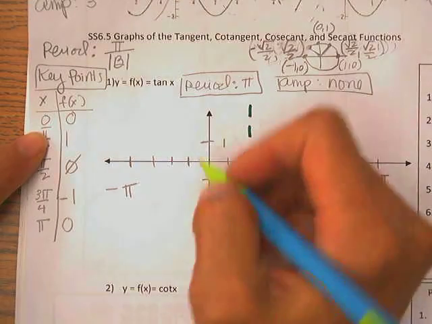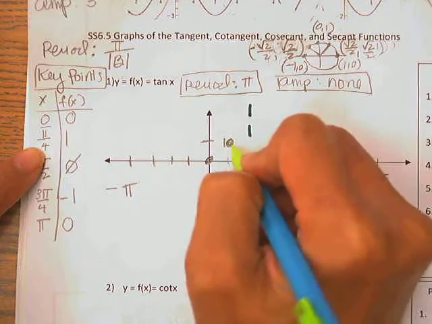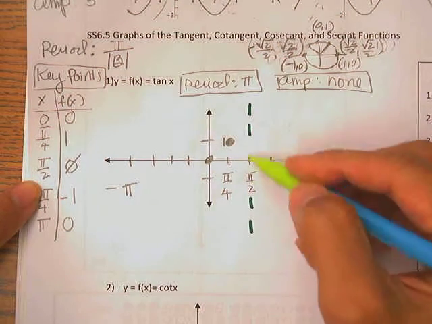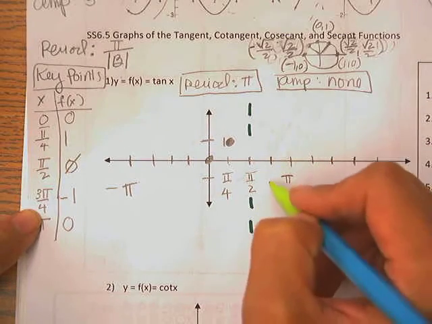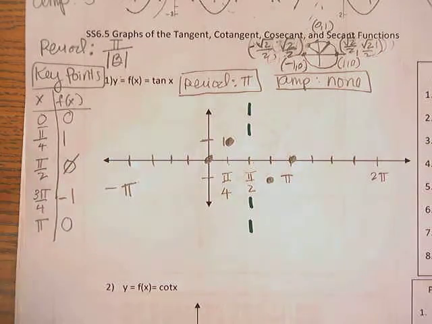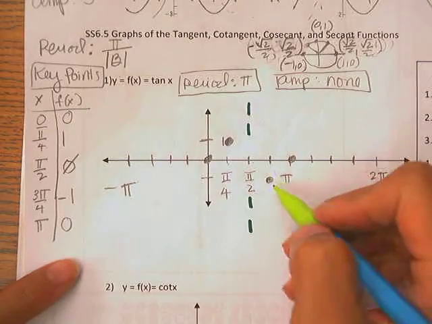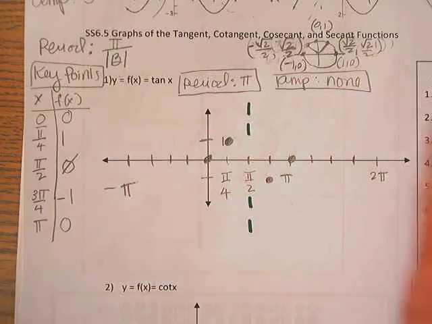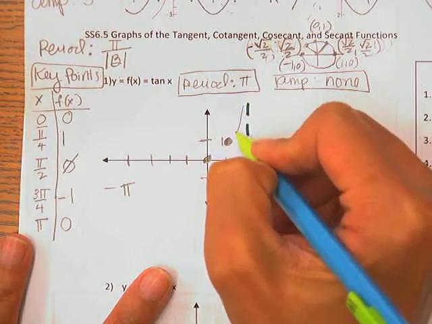So at 0, I have 0, comma 0. At pi over 4, I have pi over 4, comma 1. And then at pi over 2, we have this awesome looking asymptote. At 3 pi over 4, we have negative 1. At pi, we have 0. All right. Right now, it doesn't look like anything, okay? But if I continue the pattern, because right now that's 1 full period, it's going to look like this if I just do that.